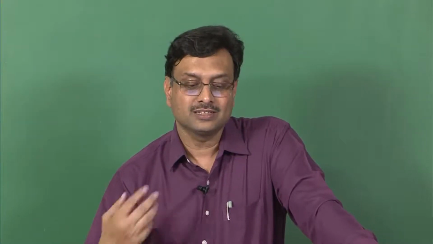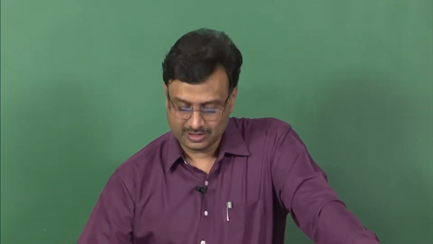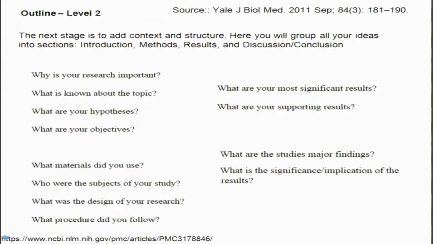The next stage is to add text and structure. So this is how we are going to give you a kind of skeleton for your paper. Here you will group all your ideas into sections, that is introduction, methods, results, discussion, conclusion, whatever it is, right? So what are the questions that you have outlined? For example, what are the study's major findings? What materials did you use? What are your objectives? These are some of the questions. You should have them readied in a few lines or bullets and so on. Now you should know how to group them, which eventually form the various sections.